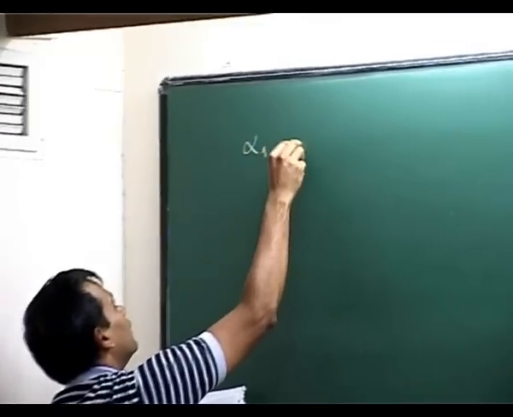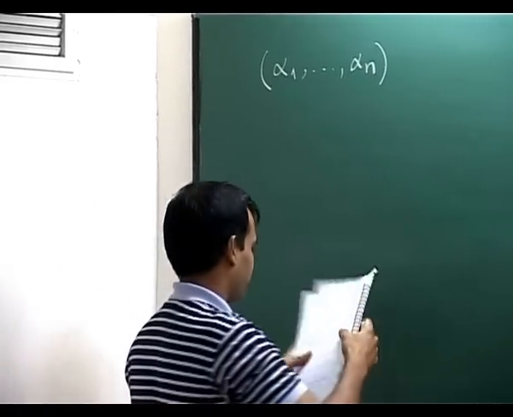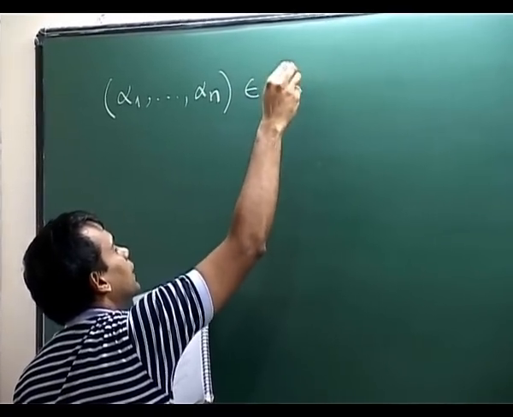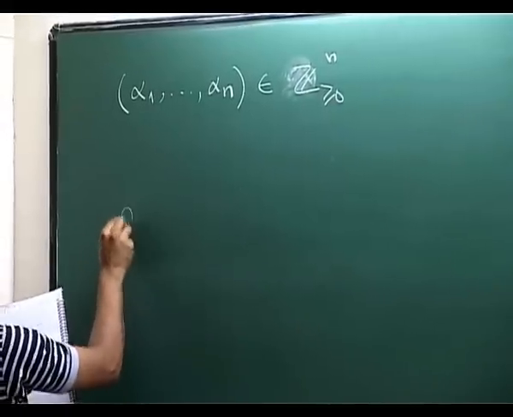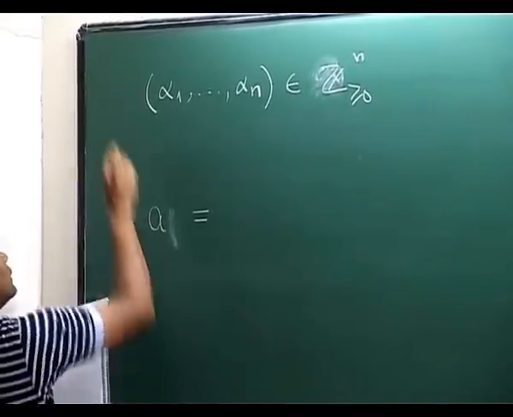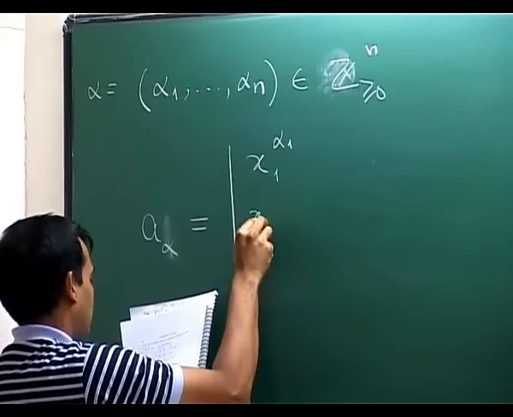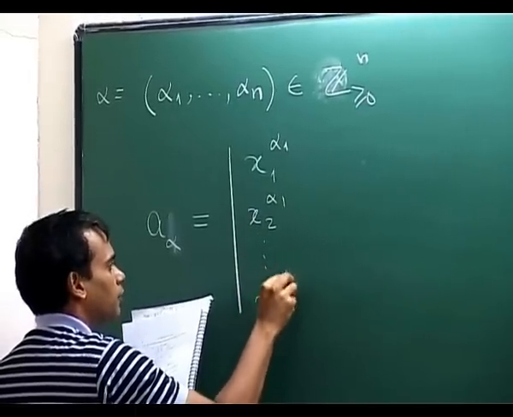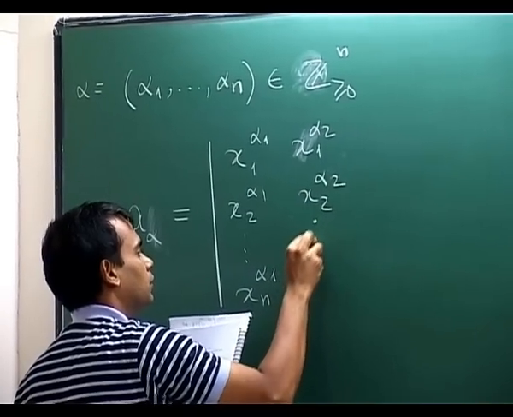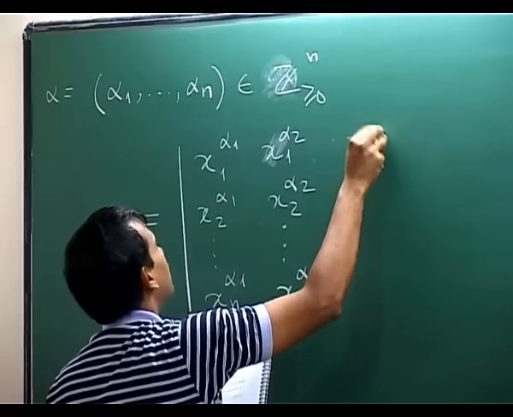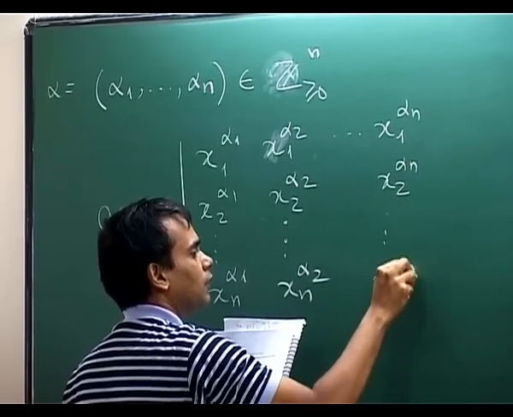So if you have any integer vector, by this I mean a vector whose coordinates are all non-negative integers, then I'll introduce this determinant, let's call this vector alpha, A subscript alpha, to be the determinant with rows x1 to the power alpha 1, x2 to the power alpha 1, xn to the power alpha 1, then x1 to the power alpha 2, x2 to the power alpha 2, xn to the power alpha 2, and so on, x1 to the power alpha n, x2 to the power alpha n, xn to the power alpha n.